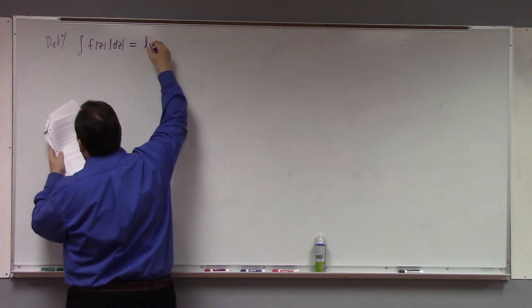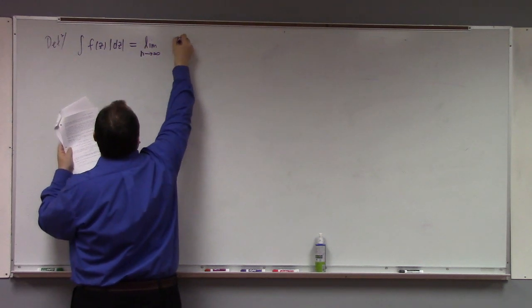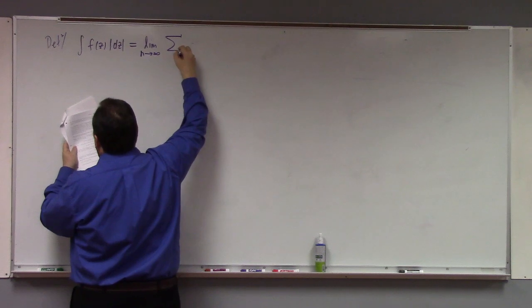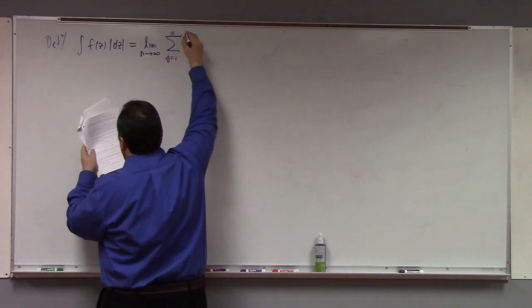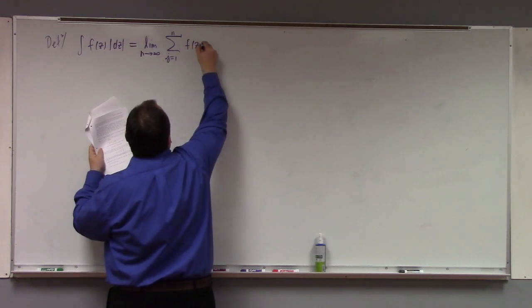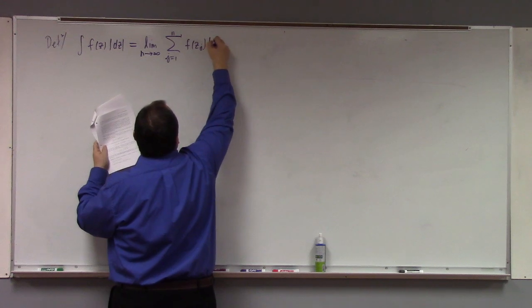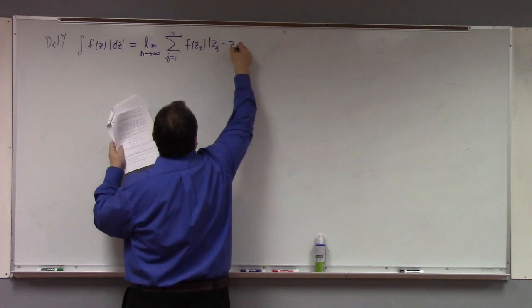On the one hand, you could define it as the limit as n goes to infinity of the sum, and I'm using the same nomenclature I did at the start of class: f of z_j, modulus of z_j minus z_{j-1}.